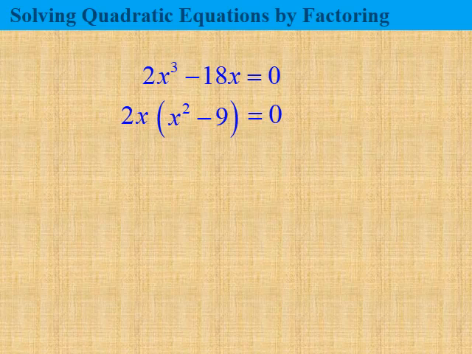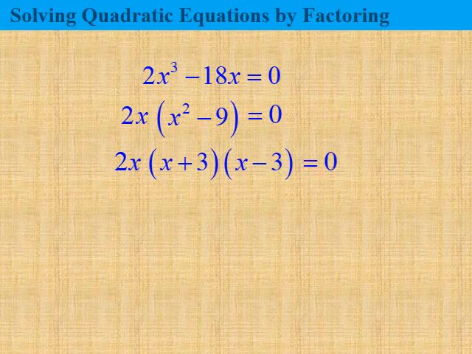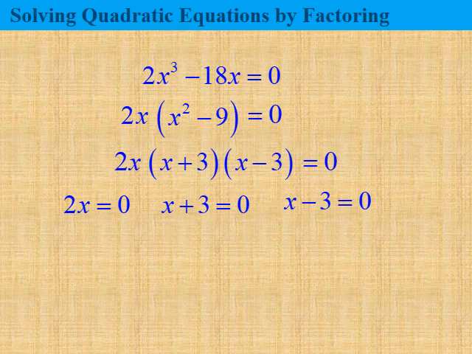But x squared minus 9 is the difference between two squares. So we have another two brackets, which have the square root of the first, x, and the root of the second, 3. One of them plus and the other minus, and all of them equal 0. So 2x equals 0 makes x equal 0, or x plus 3 equals 0, or x minus 3 equals 0. First one, 2x equals 0, makes x equal 0. X plus 3 equals 0 makes x equal negative 3. X minus 3 equals 0 makes x equal 3. So the solution set of this equation is {0, -3, 3}.